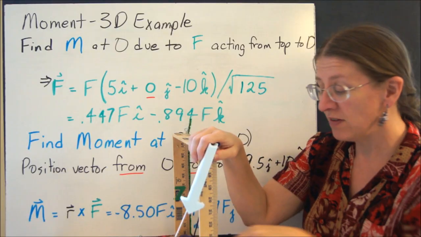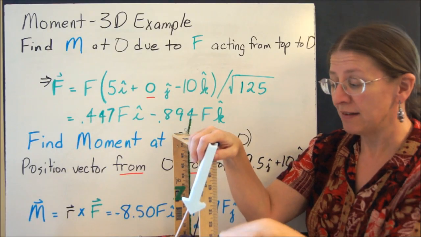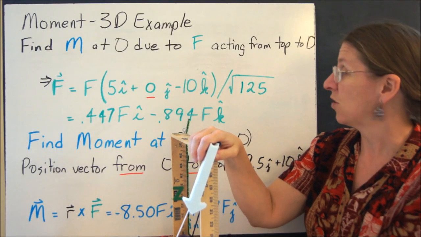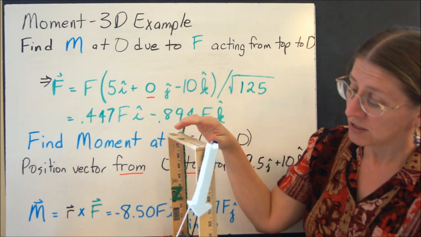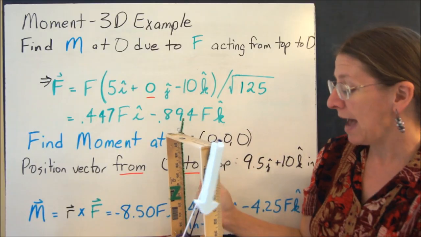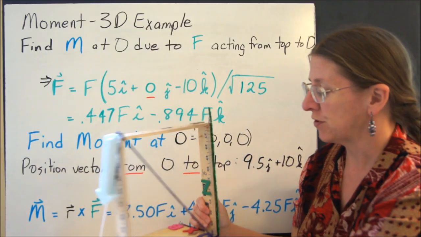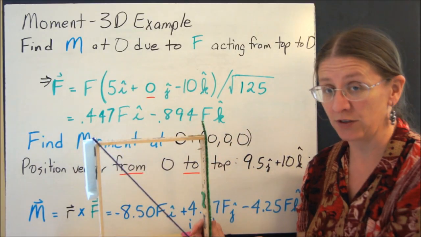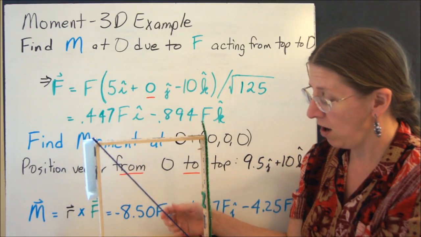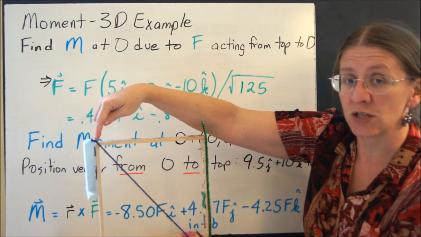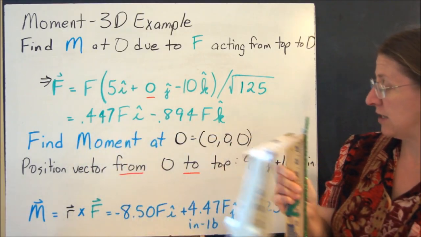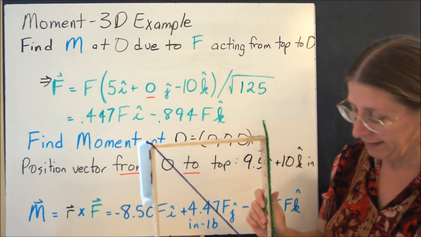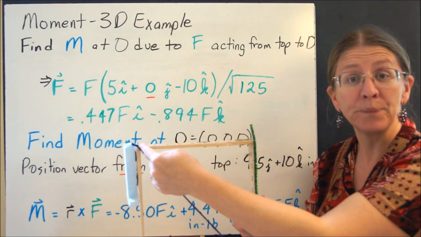I'm going to have 5 in the i direction and 10 in the negative k direction. So all I have to do is say 5i minus 10k and divide that by the square root of that. So here is my force. Now at O, and I put a purple string on here this time, this is your r vector. It goes from O to the point of application of the force. So at that point, your r, again, is fairly easy to write. It's just going to be 9.5j plus 10k.